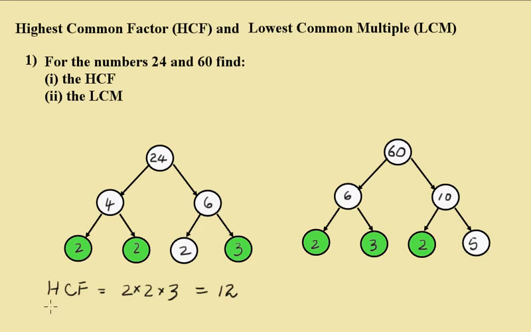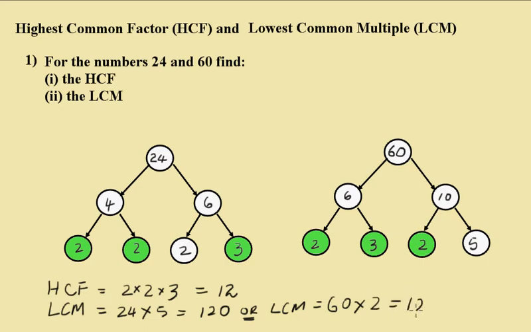Now we'll work out the L.C.M. The L.C.M is simply going to be equal to this number 24 multiplied by 5, this one over here. And that will give me 120. Or you could have done it the other way, the LCM could be written as 60, this number here, multiplied by the 2. And that will give you the LCM. Right. That's the lowest common multiple. That's the lowest number that 60 and 24 will divide into.